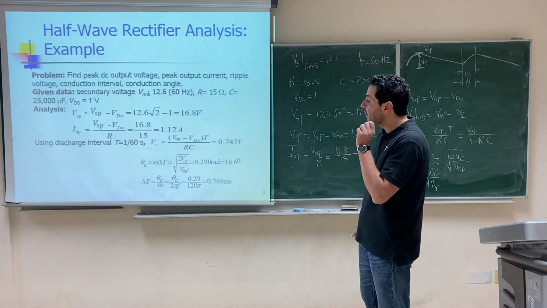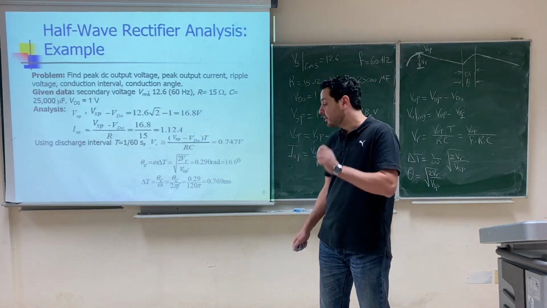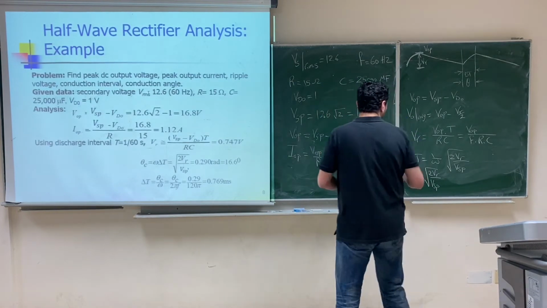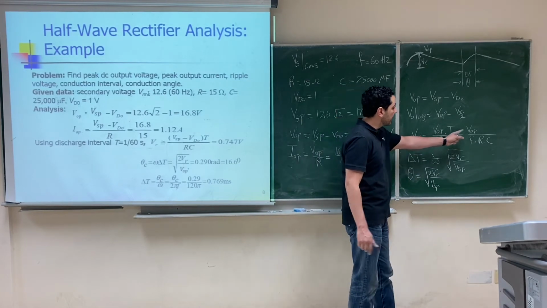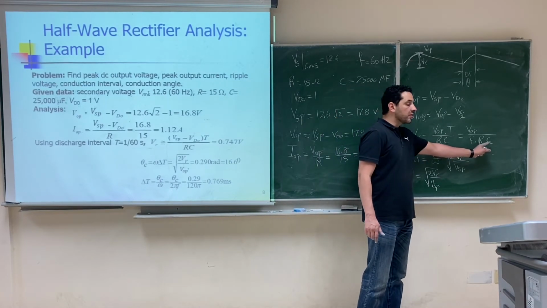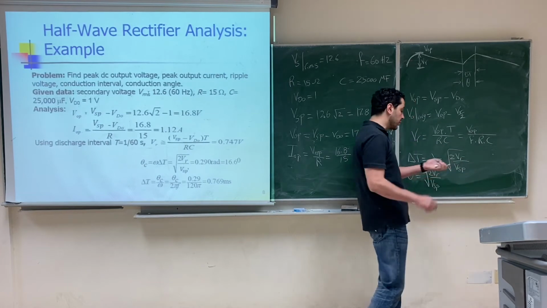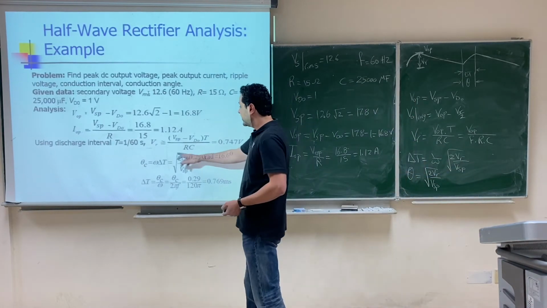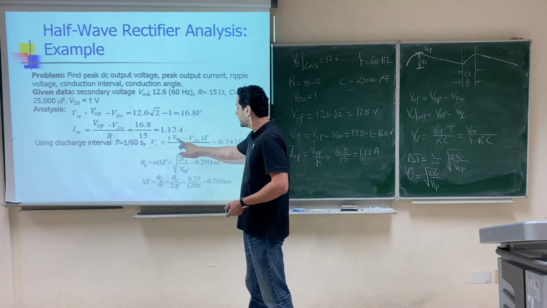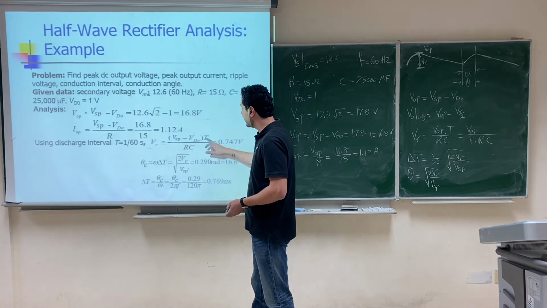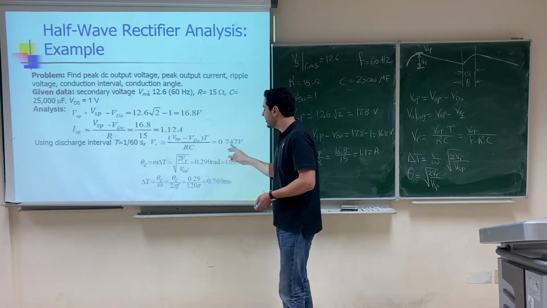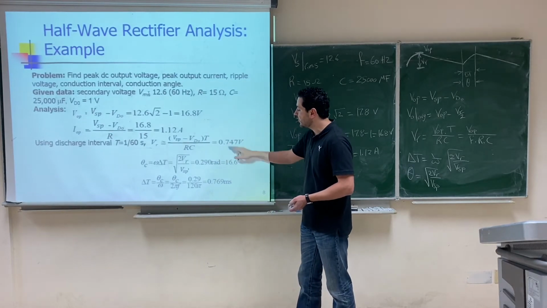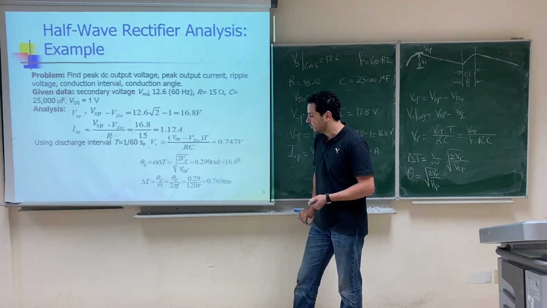Then we need to calculate V ripple. In order to calculate V ripple, we go back to the equation. V ripple can be calculated from V output peak, from the frequency, from R, from C. We have all this, right? So we can calculate V ripple as V output peak, which is VS peak minus VDO, multiplied by T, which is the period 1 over F, divided by RC. We'll be able to calculate the ripple voltage to be 0.747 volt.